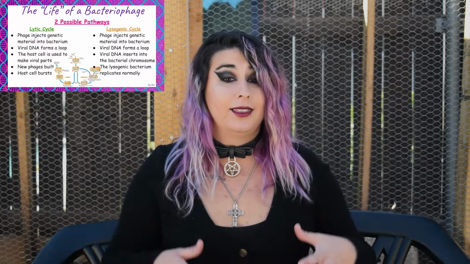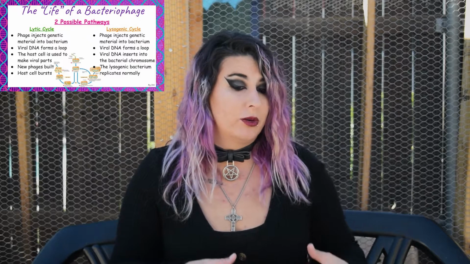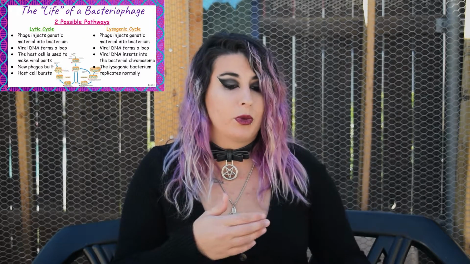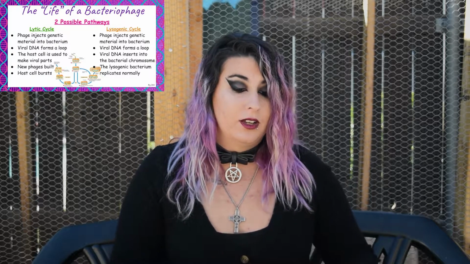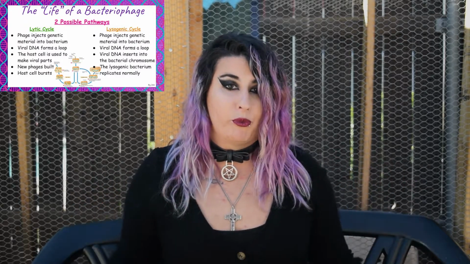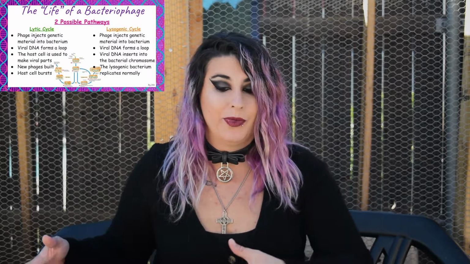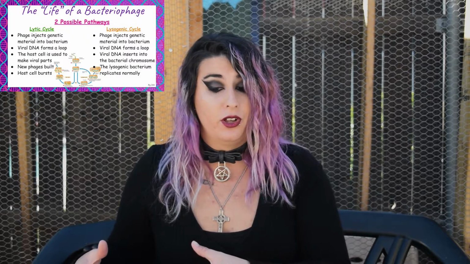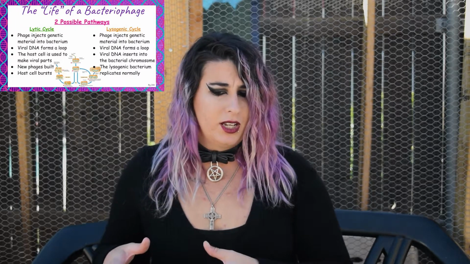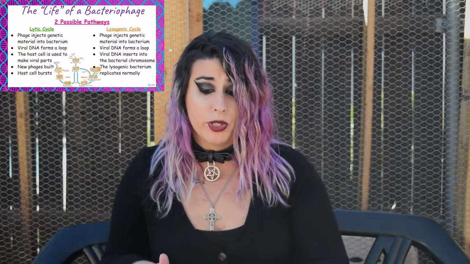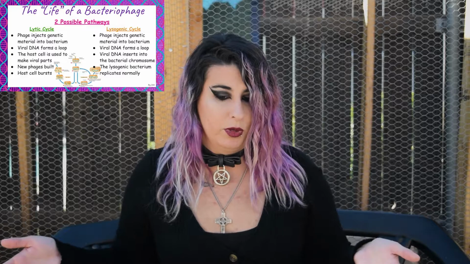So for the life of a phage, there are two possible pathways. One is the lytic cycle, where the phage will inject its genetic material into a particular bacterium. That viral DNA will form a loop. Then the host cell will be used to make more viral parts. The new phages will be built, and then the host cell will burst. The other possible pathway is known as the lysogenic cycle, where the phage will inject material into the bacterium, the viral DNA will form a loop, but then that viral DNA will insert itself into that bacterial chromosome, and the now lysogenic bacterium will start replicating normally.